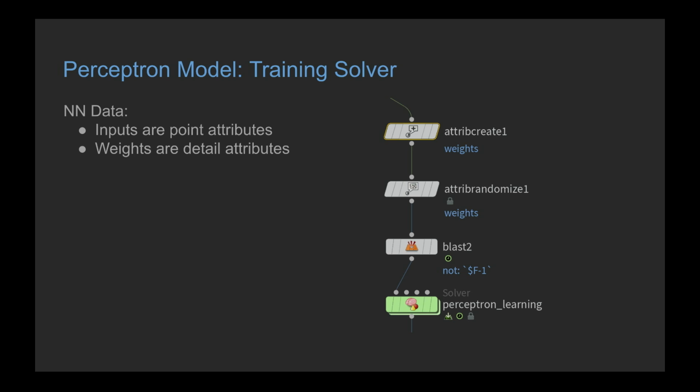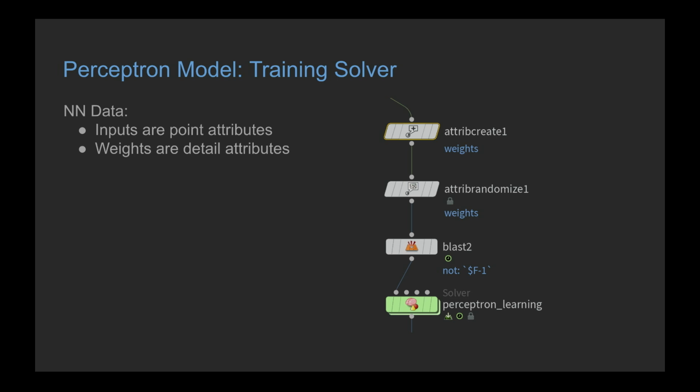Here's how it looks in Houdini. I'm going to be operating on those 2 clusters of points. And you see here, I have an attribute weights, which is just 3 float numbers. I randomize them between 0 and 1, and those are detail attributes, so they will stay on the geometry for the whole process of learning. And they're just going to be adjusted from step to step.